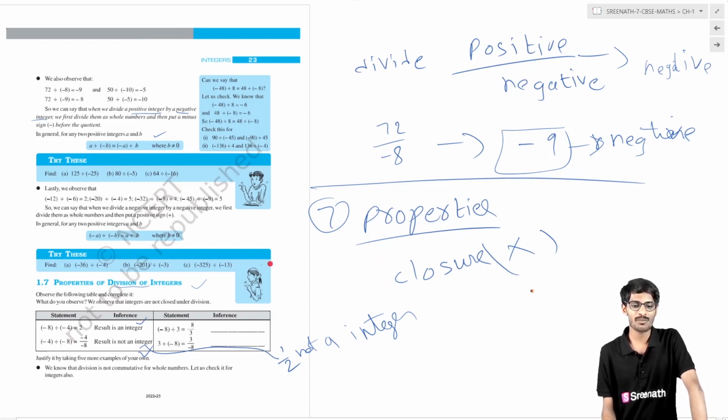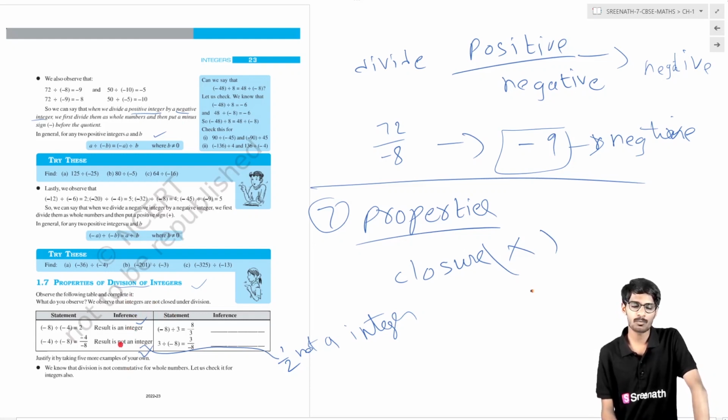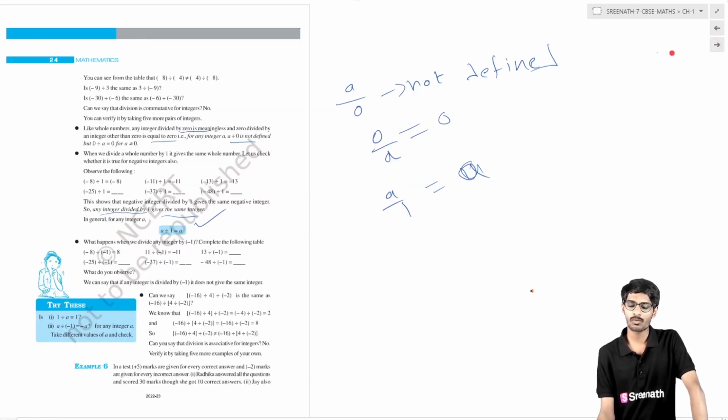Next, the seventh topic is properties of division of integers. What are the properties when we divide integers? Basically, division of integers does not support these properties. Even the closure property fails. Why? Because if you divide two integers, in some cases we get an integer, but in some cases we do not get an integer. So the closure property also fails. Anything divided by 0 is not defined, and 0 divided by anything is 0. And if you divide anything by 1, we get the same number. These are the things you have to remember while studying the properties of division of integers.